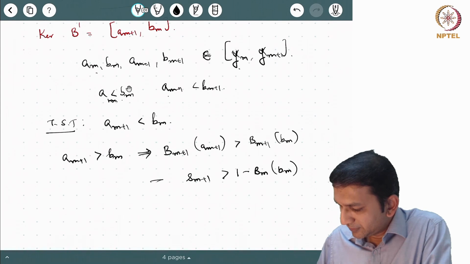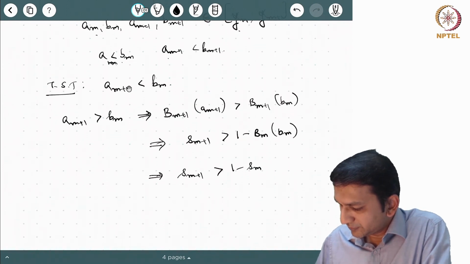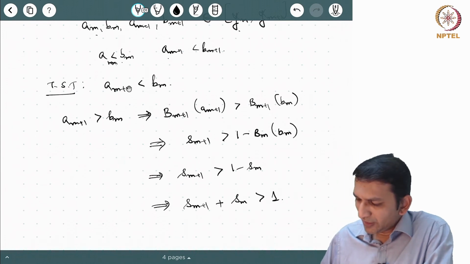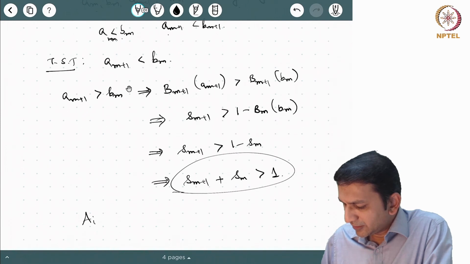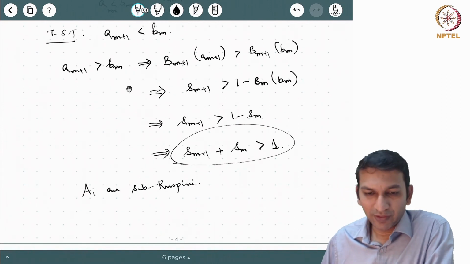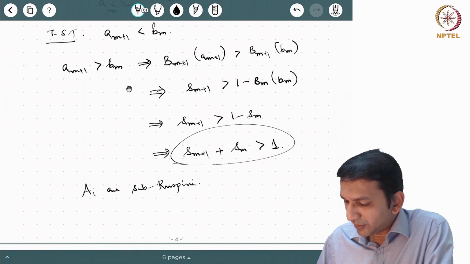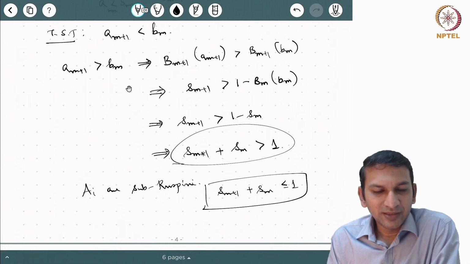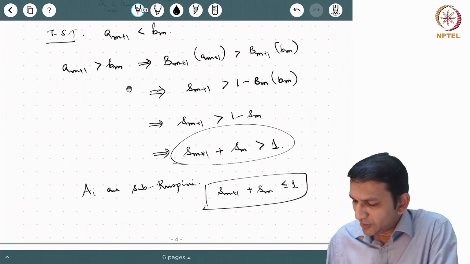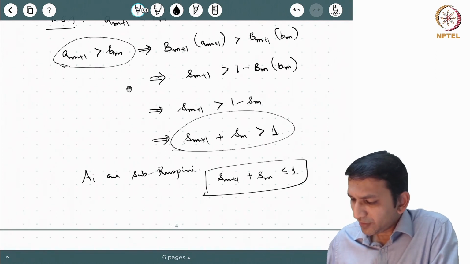So that means this implies Sm plus 1 is greater than 1 minus Sm, or that Sm plus 1 plus Sm is greater than 1. But note that this is a contradiction. Why is it a contradiction? Because we know that the Ais are Sub-Ruspini. So that means the matching values, when we give these corresponding similarity values, can at most be 1. We know this because it's Sub-Ruspini. When we give this, it cannot be greater than 1. So which means Am plus 1 greater than Bm is in fact not true.